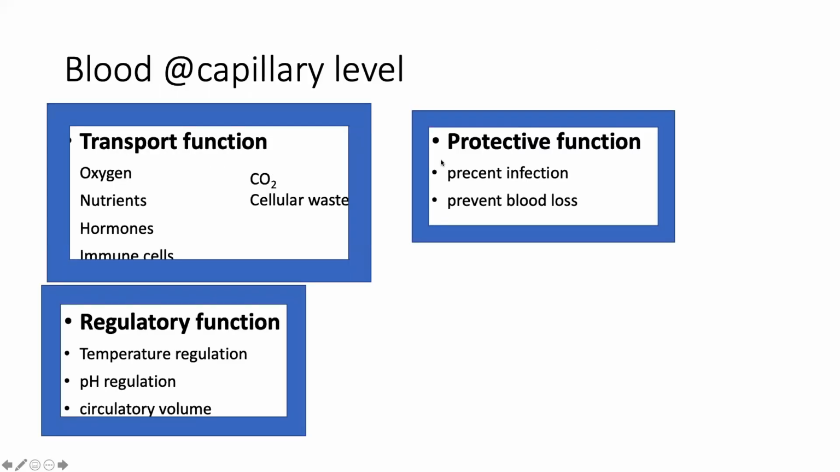So to start with, the blood has three main functions. Number one, transport function. Number two, regulatory function. And number three, protective function.